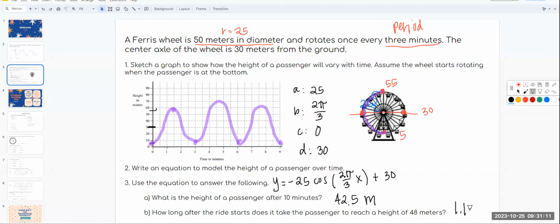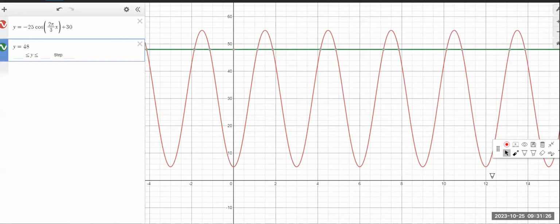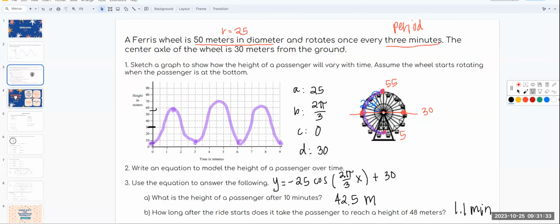1.1 minutes. All right, how is this? Does this help? You think that's going to help you with number 10 on the test? Any questions here I can help you clear up? All right, and don't you think Desmos is going to be helpful? Pretty helpful.